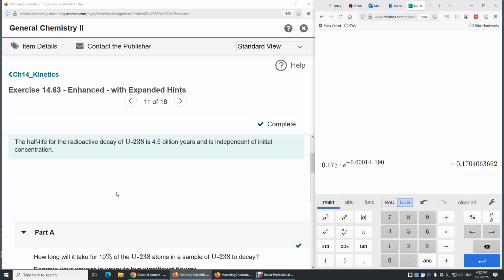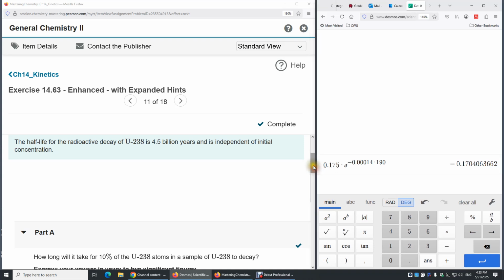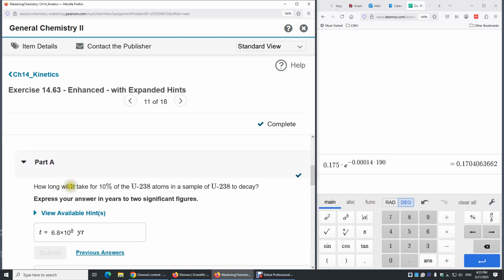Chapter 14, Kinetics, Exercise 14.63. The half-life for the radioactive decay of uranium-238 is 4.5 billion years. How long will it take for 10% of the uranium-238 atoms in a sample to decay?